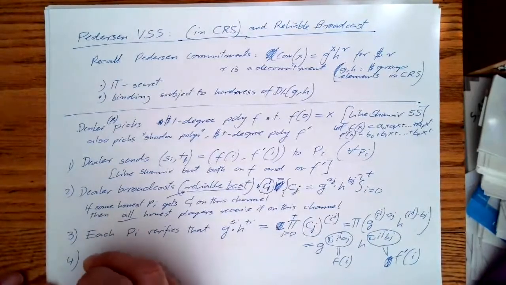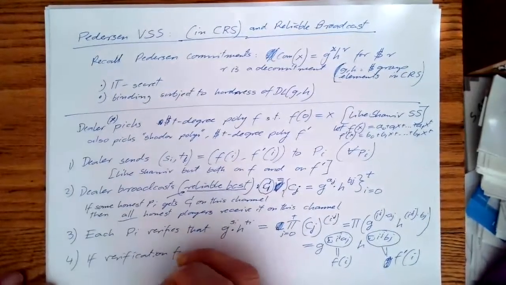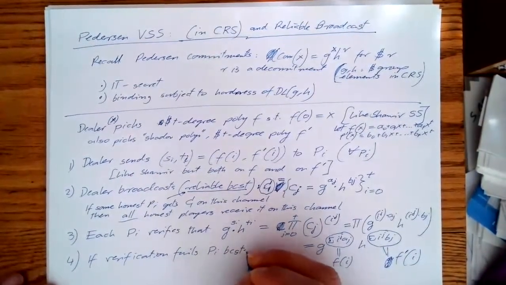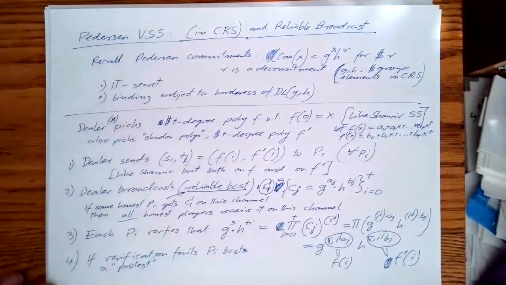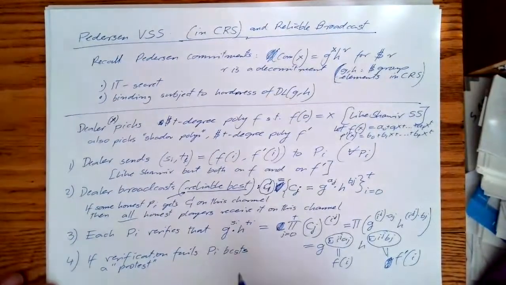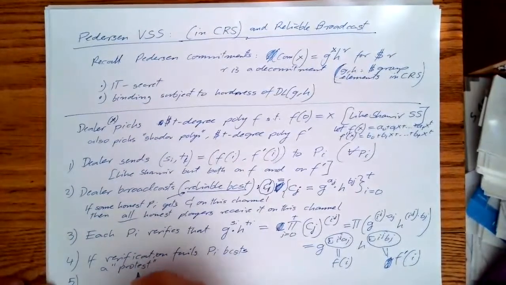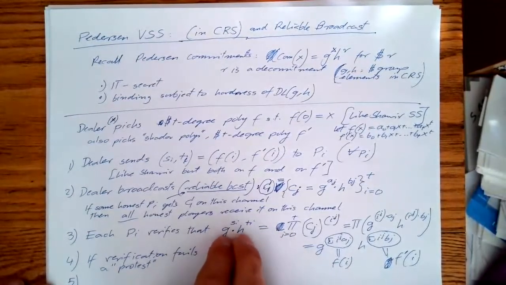If verification fails, Pi broadcasts a protest, meaning Pi just broadcasts that I'm being cheated. I didn't get the proper share, and because it's a reliable broadcast channel, every honest player is going to get that message. At this point, let's say that for every honest player this verifies.